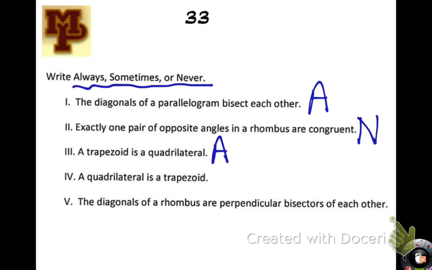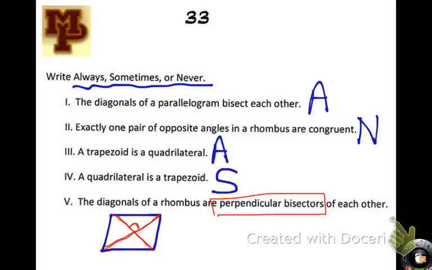A quadrilateral is a trapezoid. It doesn't have to be a trapezoid. It could be any of the other ones. The diagonals of a rhombus are perpendicular bisectors of each other. Yeah, so actually this is a rhombus, and the diagonals are perpendicular bisectors of each other. So they cut each other in half, and they're perpendicular. So that's the combination there. So that would be always.